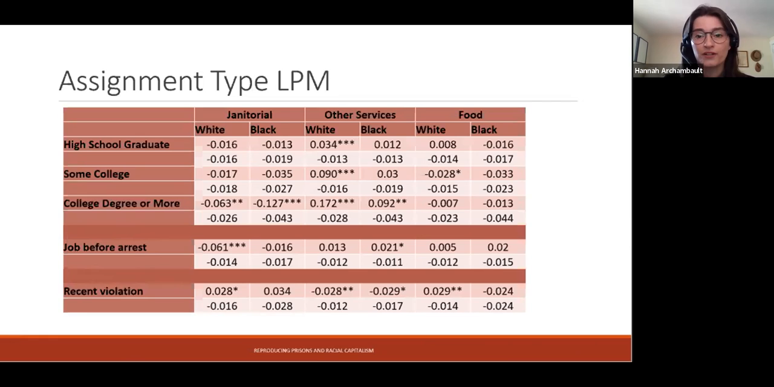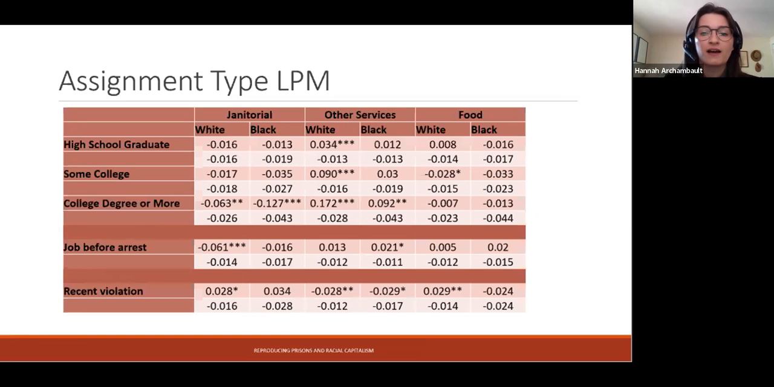So overall, white workers, in terms of the probability of working in some of the key job types, were more sensitive to other variables, especially in the janitorial and other services jobs, which are kind of the poles of the non-goods-producing work that happens in prison, in which other services could be mapped onto more professional type jobs, especially since a lot of it is clerical, et cetera, or some of it, and janitorial more as lower wage and de-skilled type jobs. Both white and Black workers were less likely to work janitorial jobs if they had a college degree, even more so for Black incarcerated workers.